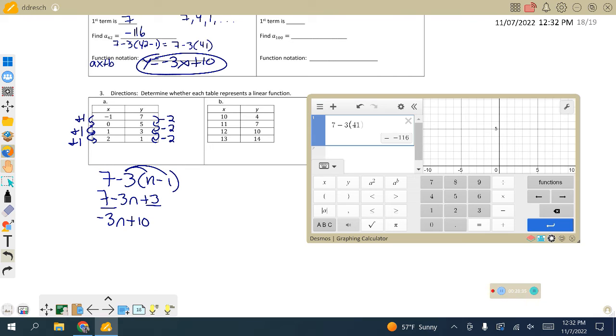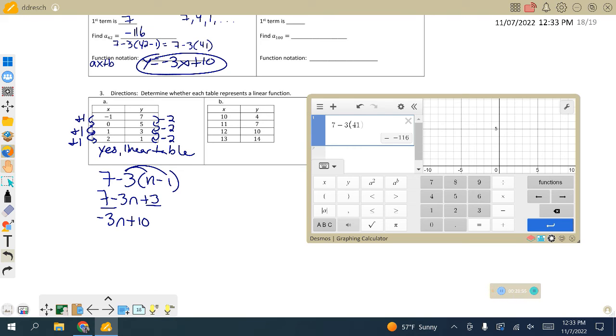So let's bring it all together. When you look at that consistency that we had, what does that mean? Linear or not? It is a linear table. So yes, a linear table. Let's go do B and I'll let you do C.